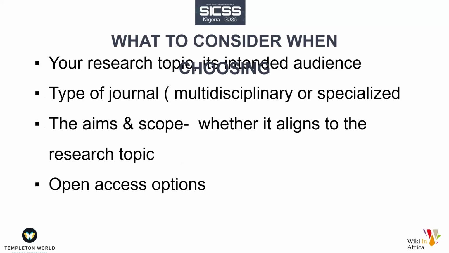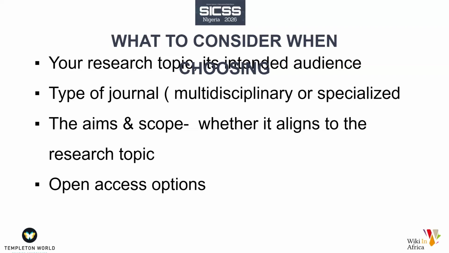Next slide. Now, what do you consider? What do you take into consideration when you want to choose the journal? Of course, your research topic and its intended audience. For example, my topic is contraception. What's my audience? Those working in the reproductive healthcare field. That will make you decide to send to a journal related to that field.